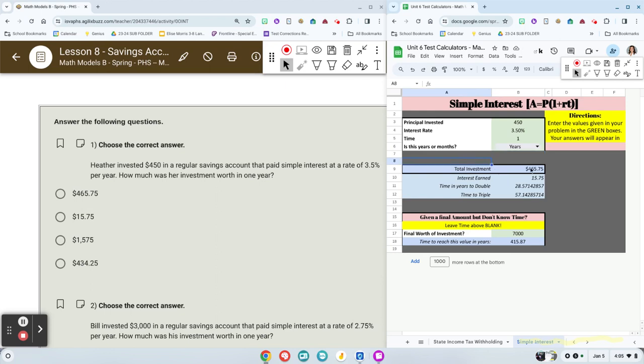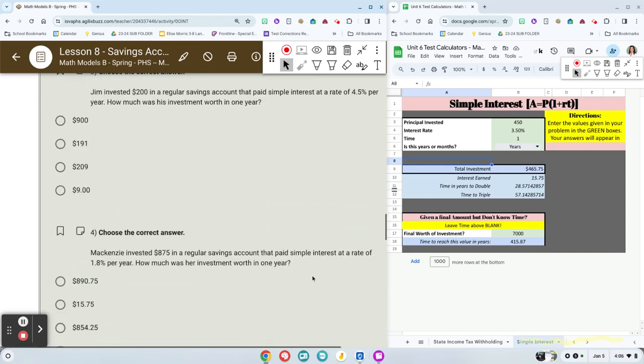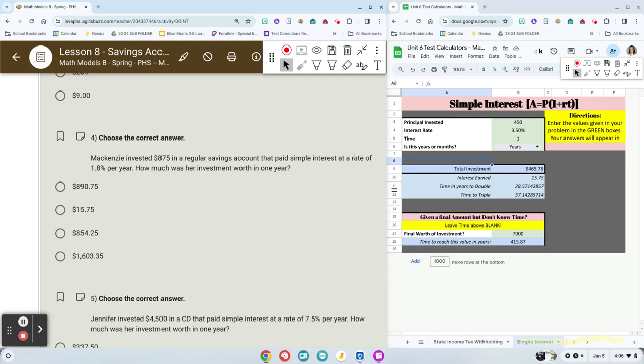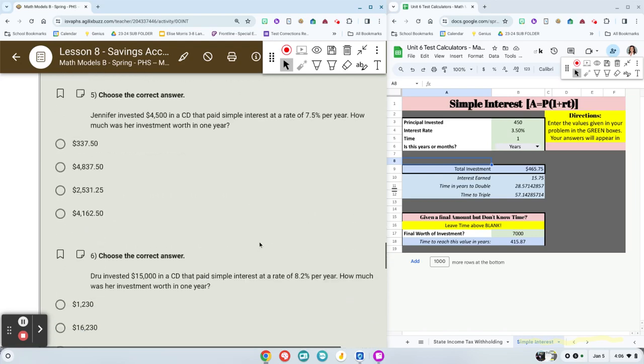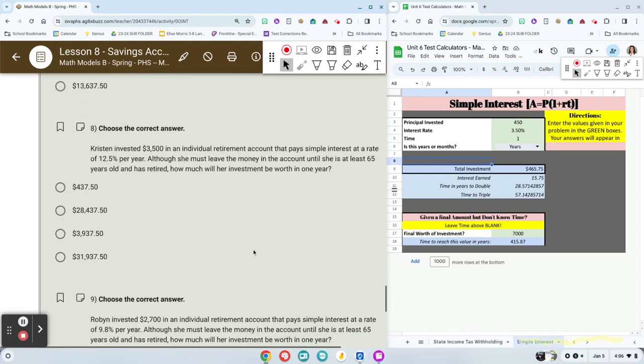All right, her total investment will be $465.75. That's how much her investment will be worth. So just double check that they're asking you how much it's worth after a year, which would be the total investment, versus just how much interest did she earn. All right, so $465.75 is how much it will be worth. Okay, number 2 is just like it. Pause the video now and go ahead and try that one. And number 3 is just like it. These are all so similar. So you have what you need there.